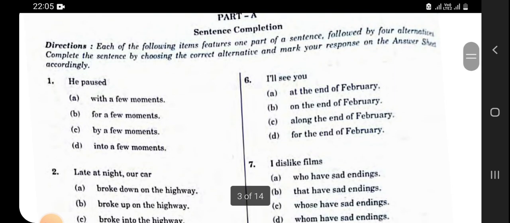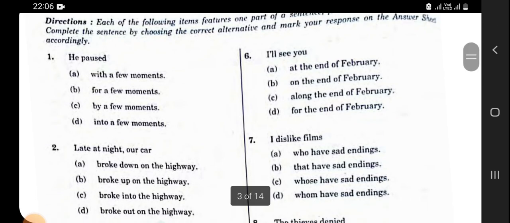As you can see, the first direction is over there. Each of the following items features one part of a sentence followed by four alternatives. Complete the sentence by choosing the correct alternative and mark your response on the answer sheets accordingly.